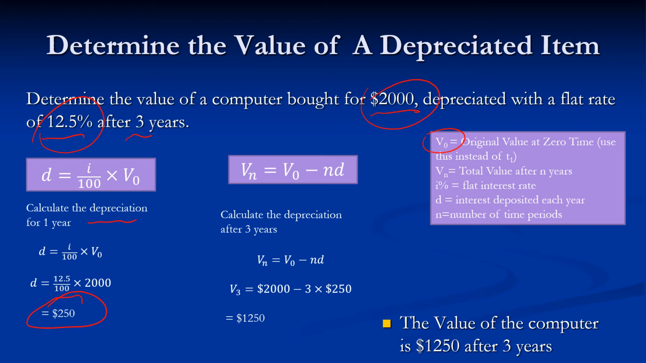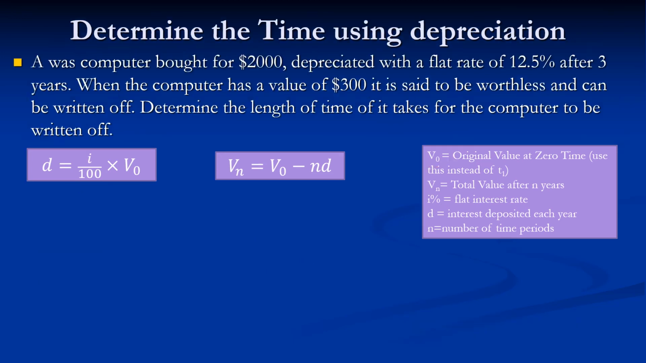So to calculate the depreciation after 3 years, we just get the original value and minus the number of time periods, which was 3 years, multiplied by the amount depreciated each year. So it's 2,000 take 750, that'll give you 1,250. So the value of the computer is 1,250 after 3 years.